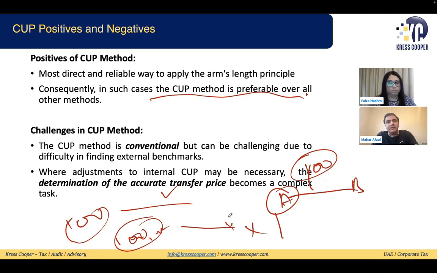Again, coming back to the discussion, the external CUP is not available. The most challenging part in the application of the CUP method is how to identify the external CUP where the internal CUP is not available. This is not an easy exercise. How will you identify it? There are a lot of databases available. They're huge, costly databases. Once we buy those databases, the database starts asking questions. There are hundreds of questions.